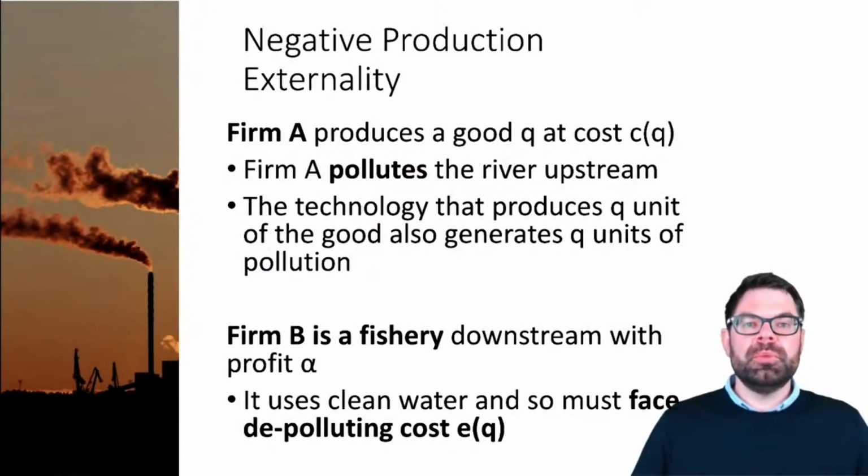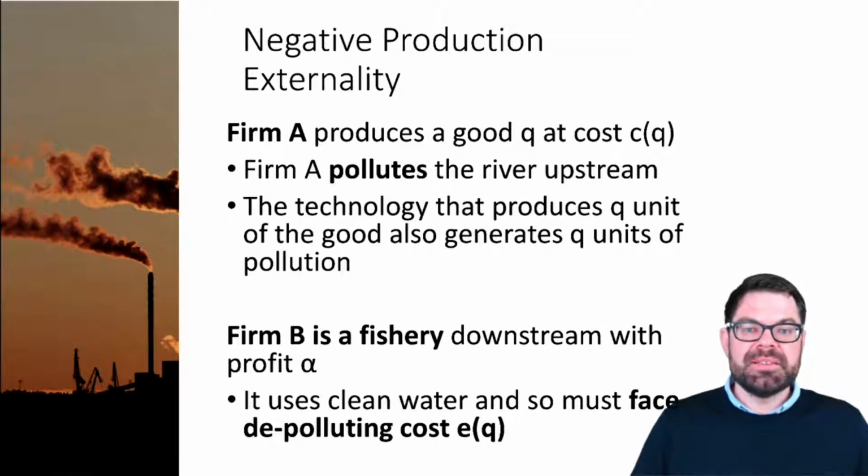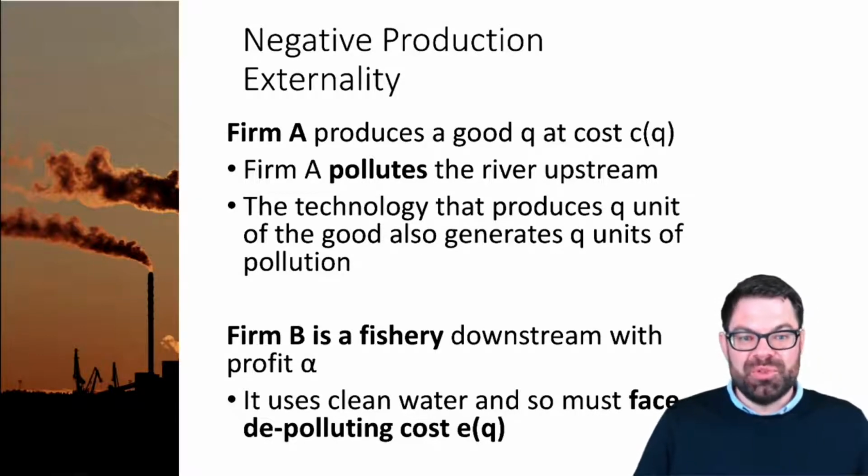In this video, we will talk about negative production externality. The example we're going to make here is one firm that produces and pollution is a byproduct of production, and another firm that has to deal with that pollution and whose production is actually affected negatively by that.